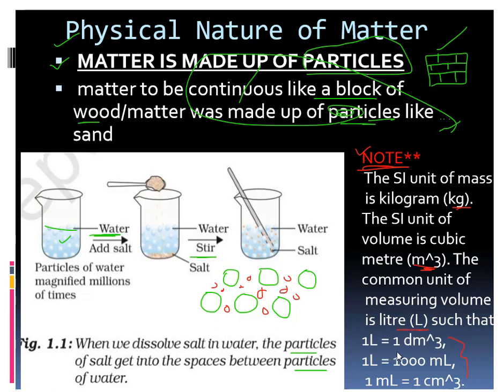1 liter is equal to 1 dm³. 1 liter is equal to 1000 ml. 1 ml, that is milliliter, is equal to 1 centimeter cube. This third relation is very important. When solving problems, this relation is going to be used.